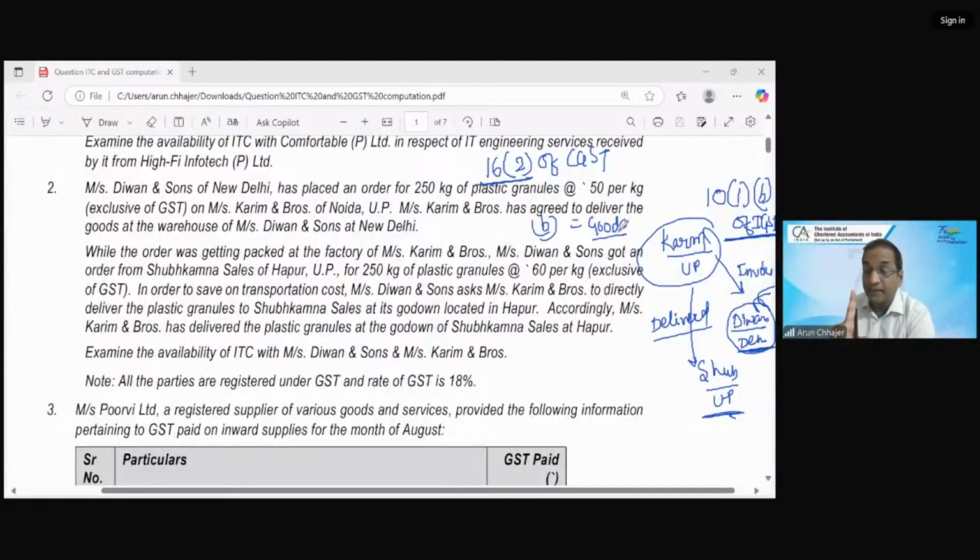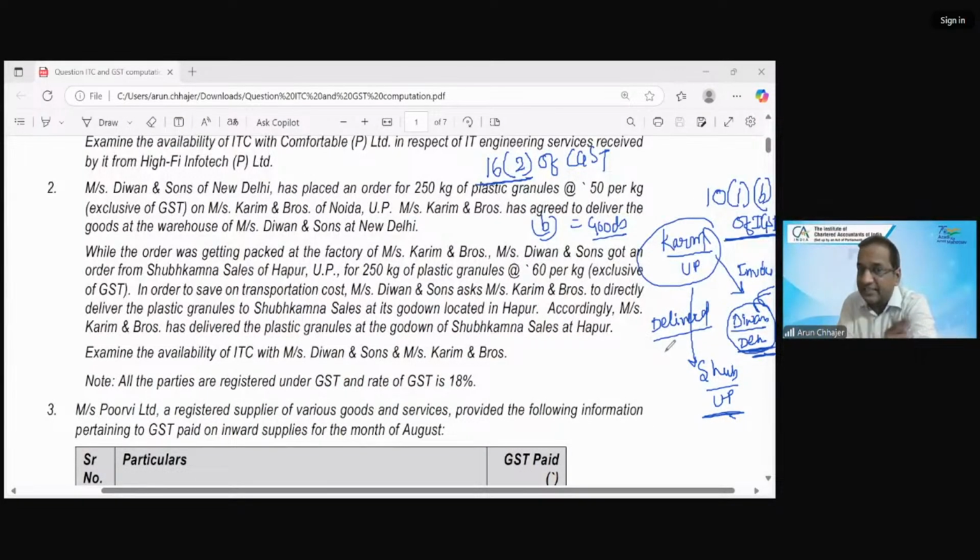Tell me one thing. Whether Diwan of Delhi will actually receive the physical goods. क्या दीवान ऑफ दिल्ली को फिजिकली गुड्स मिलेगा कभी? यस या नो? क्या फिजिकली वो मिलेगा उसको? He will receive the physical delivery of the goods? Answer is no. So will he be able to take ITC, still without receiving the goods?